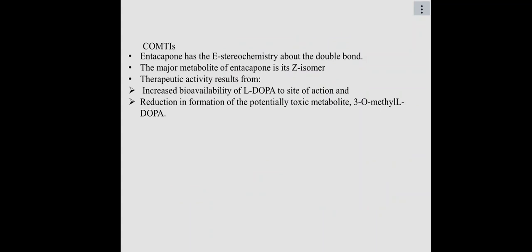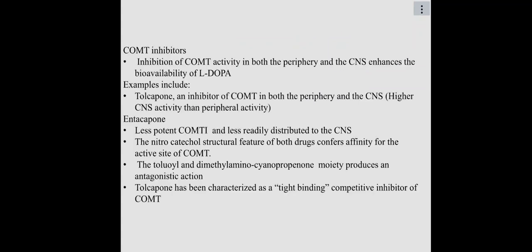Once you recognize the receptor, of course there is binding or interaction with the receptor, and then the other group also contributes in that it will help to anchor this drug onto the receptor, but not allow for any pharmacological activity. So I hope that is clear. So we are therefore saying the tolyl, dimethylamino cyano-propenone moiety produces an antagonistic action.